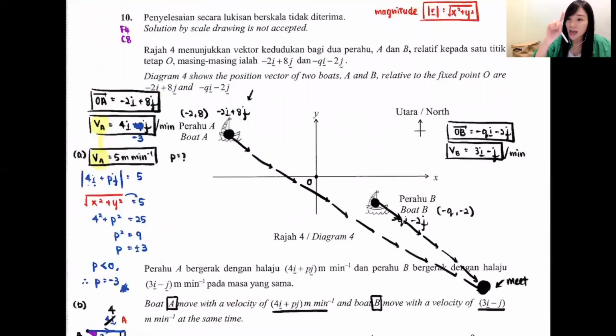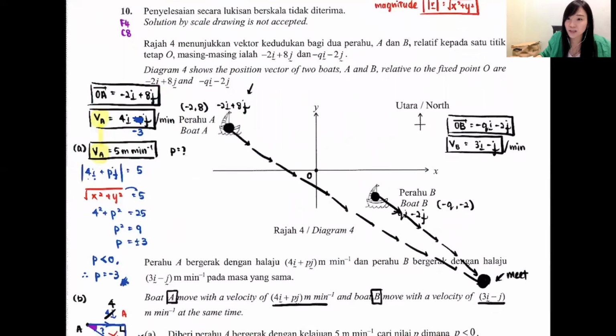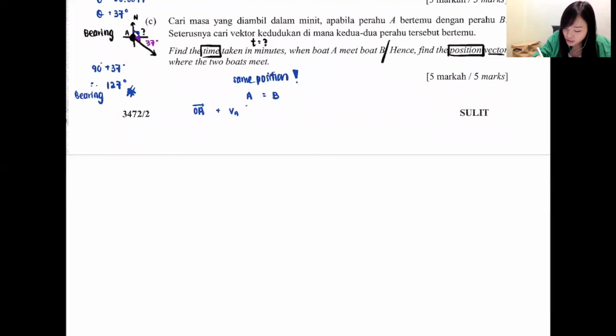Every 1 minute, you will move 4i minus 3j. Then 2 minutes, 2 times 4i minus 3j. 3 minutes, 3 times 4i minus 3j. 4 minutes, 4 times 4i minus 3j. Now you will move t minutes because we want to find t, correct? So I should take the speed times t.